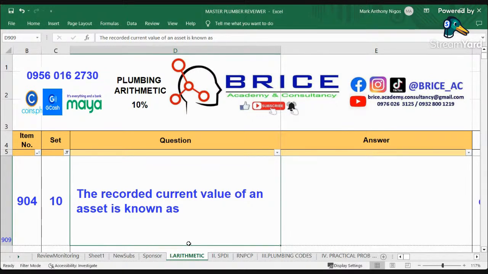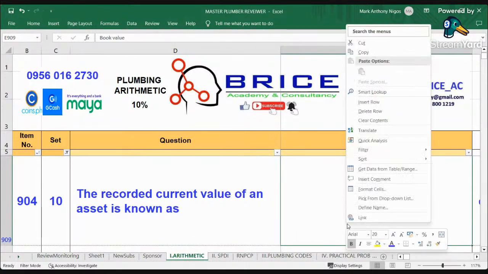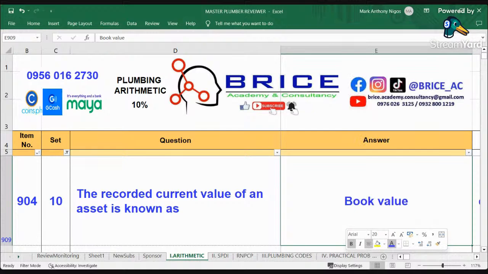904. The recorded current value of an asset is known as what? The answer is book value. The recorded value of an asset is known as the book value. Answer is book value.